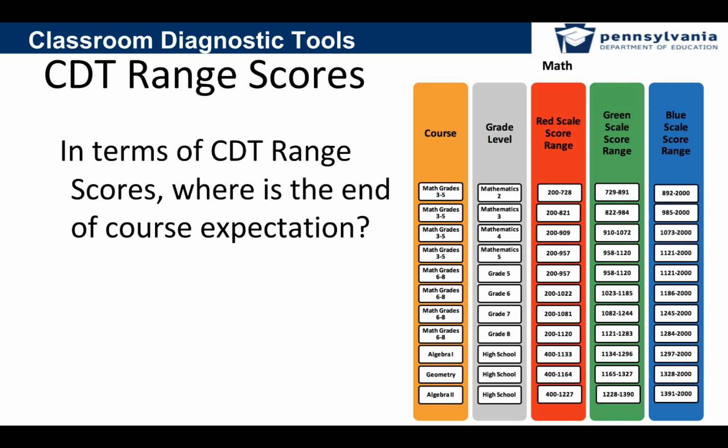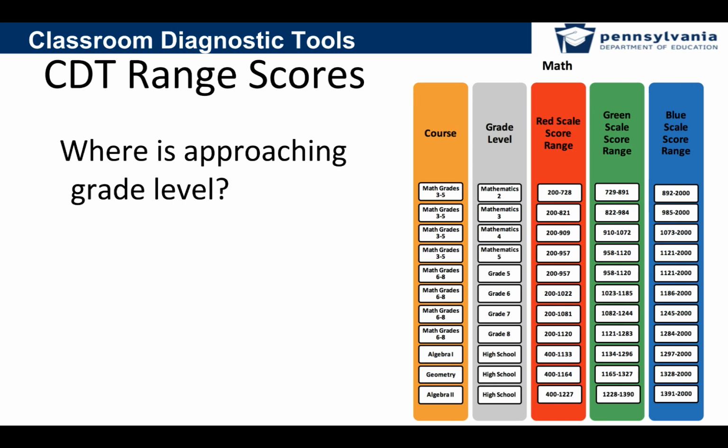So in terms of the CDT range scores, where is the end of course expectation? Take a look at the scale. Is the end of course expectation in the red, the green, or the blue? The answer to that is the end of course expectation is where green meets blue. If we look at second grade math as the example, 891 is at the top of the green and 892 is at the bottom of the blue. The end of course expectation is 891 to 892.